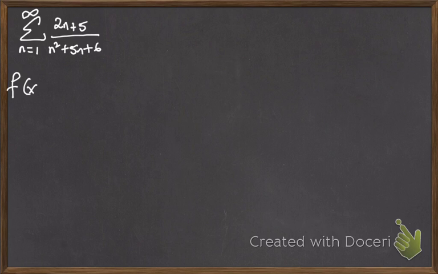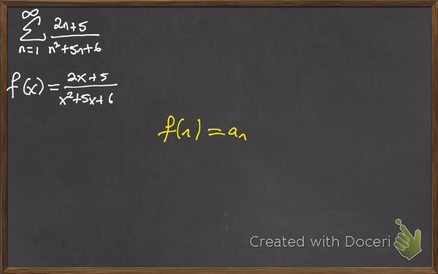So if we just swap out the n's with x's, this will be our function that we want to use here. So we're going to have f of n equal to a n for all n. That's going to meet the requirement for the integral test in that respect. The next thing we need to do is show that this sequence is decreasing. If we can show that the function is decreasing, then we'll have that condition met for the integral test.